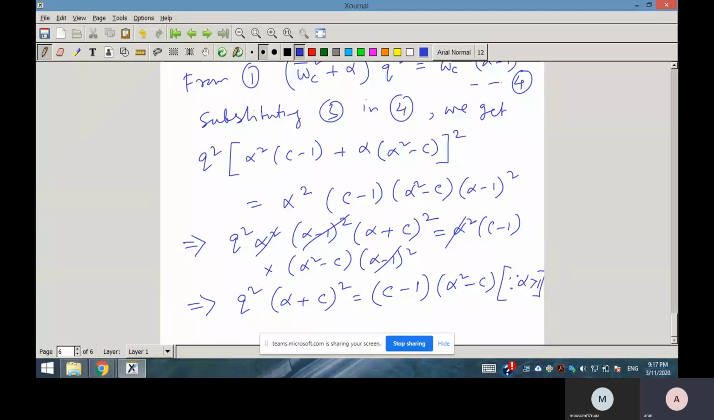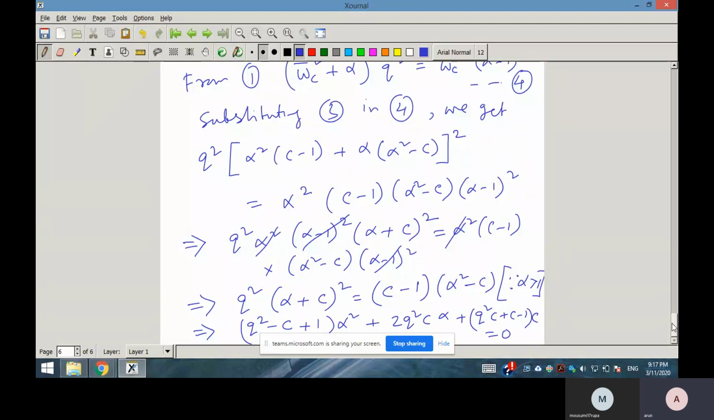So that's why we have cancelled these things. If alpha is equal to 1, you cannot cancel. So this will imply, this equation, you will get q square minus c. If you simplify this kind of quadratic equation, you will get (q square minus c plus 1) into alpha square plus 2 q square c into alpha plus q square c plus (c minus 1) into c. This is equal to 0.